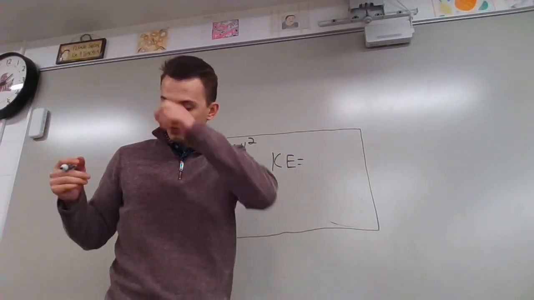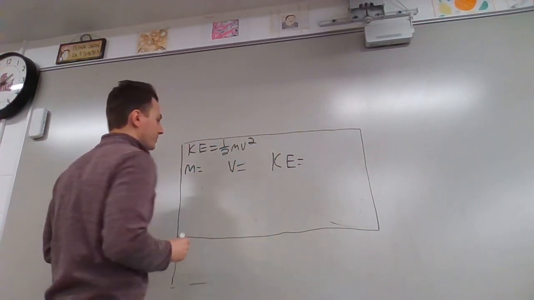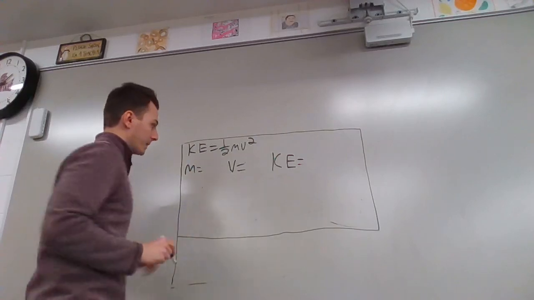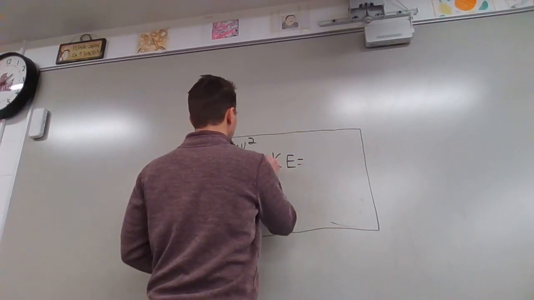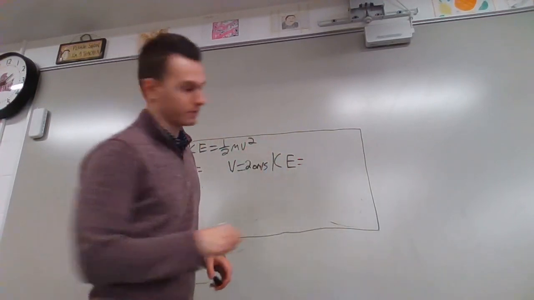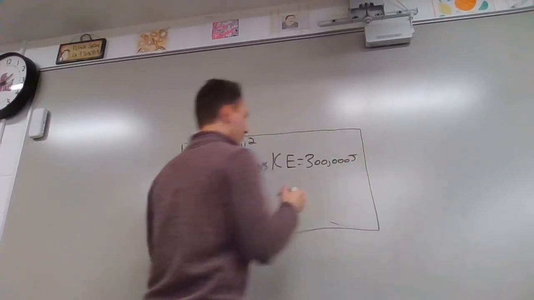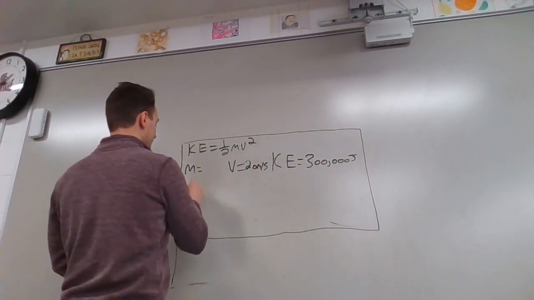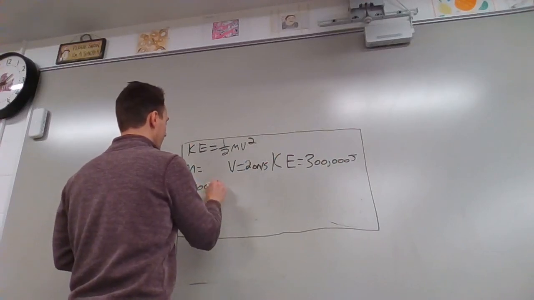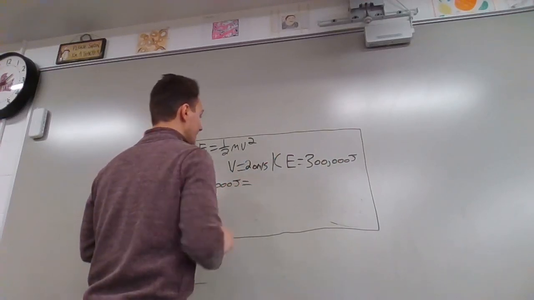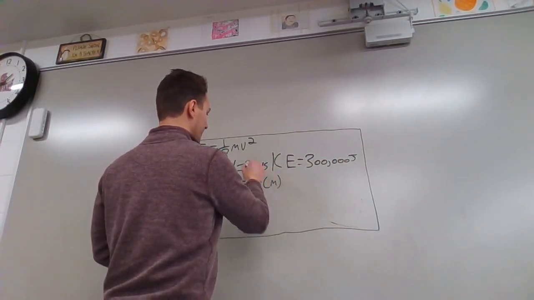So how you will do this is like we did the other one. Initially write in what you have. We're solving for M. We have a velocity of 20 meters per second, and the kinetic energy is 300,000 joules. We'll plug all that in. So KE, we now have a number. So it's not just writing KE equals, we'll write 300,000 J equals 1/2 M V squared.